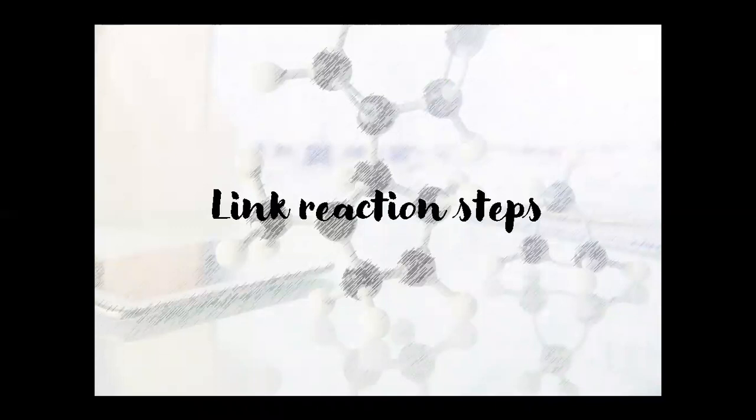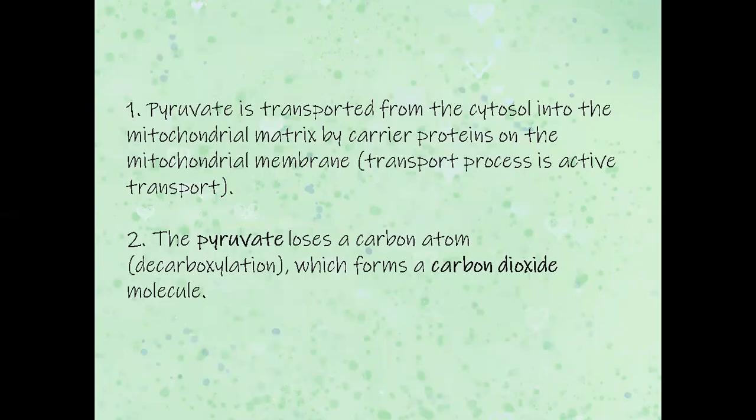Link reaction steps. In the first step, pyruvate is transported from the cytosol into the mitochondrial matrix by carrier proteins on the mitochondrial membrane. The transport process is called active transport. In the second step, the pyruvate loses a carbon atom by decarboxylation, which forms a carbon dioxide molecule.